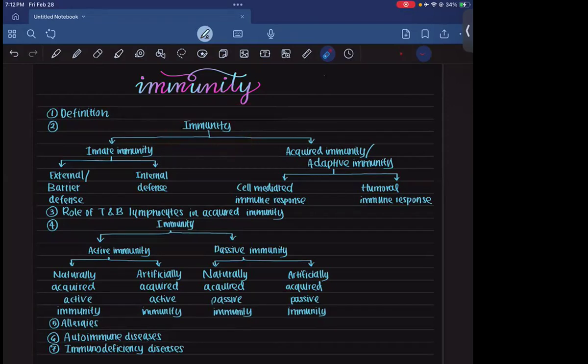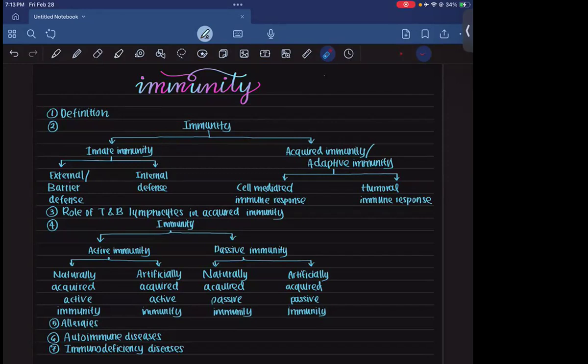Immunity basically means defense. In simpler terms, it is the defense system of your body. The immune responses and everything are fighting against the invasions that are coming inside your body. So that is the immune system. So this is about immunity.